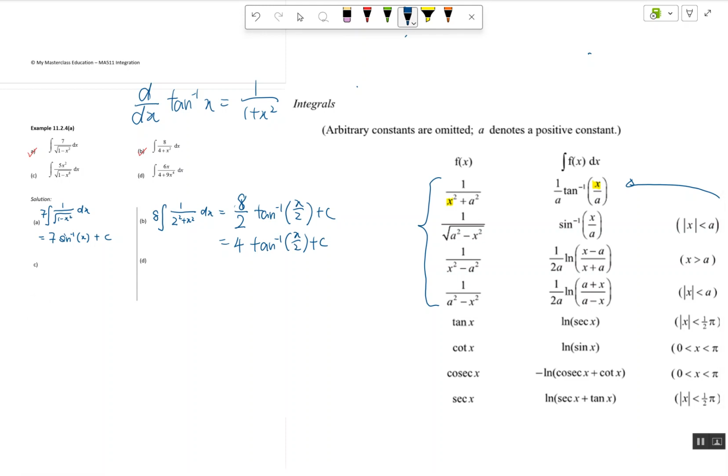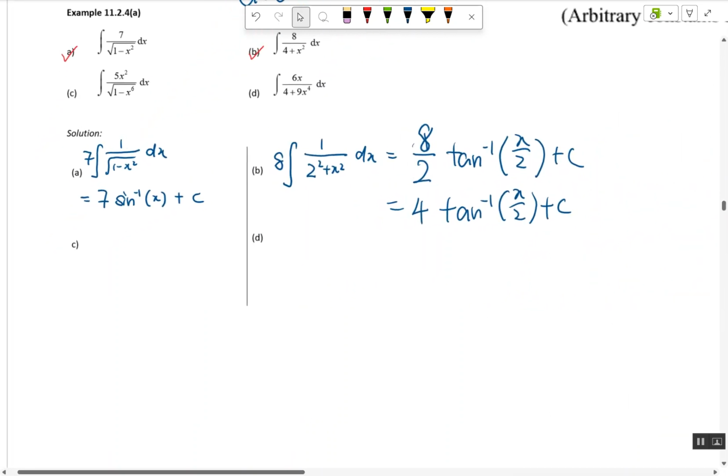What if it's not? What if it is like c, where it is the integral of 5 x squared over the square root of 1 minus x to the power of 6 dx. Now you have to identify, what is my angle? Okay, let's ignore the x squared on top first. My angle is 1 minus (x to the power of 3) squared.